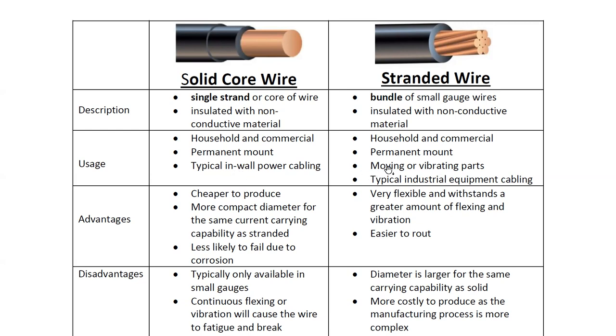And here we have a little bit more in this table for the stranded wire. Moving or vibrating parts. Okay, we don't have that here. And typical industrial equipment cabling. So typical in-wall power cabling would be for building purposes, like commercial buildings or households, construction type installations. Now, this one here, if you decide to go the industrial route, to be an industrial electrician, you will be connecting machines that vibrate, have motors in them and all that stuff, very technical.